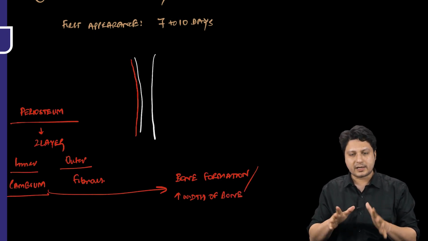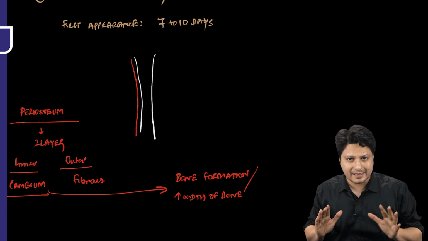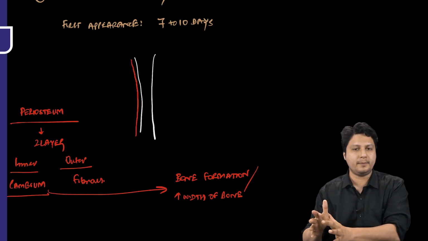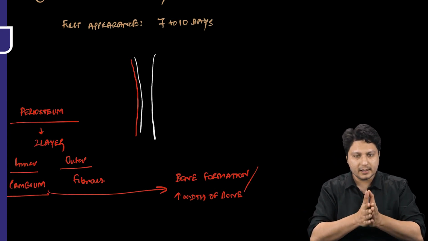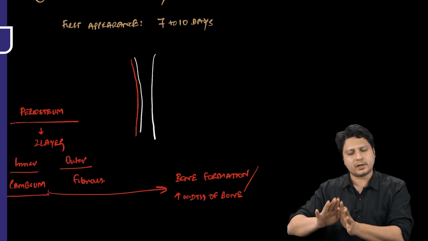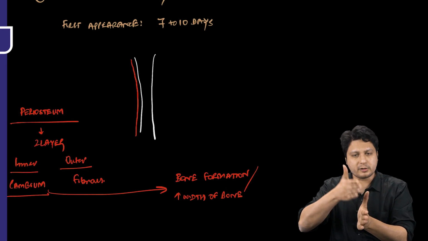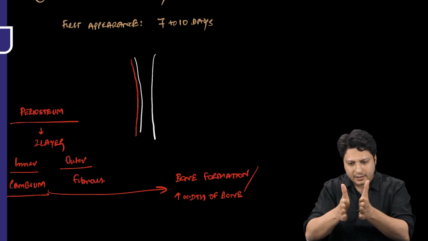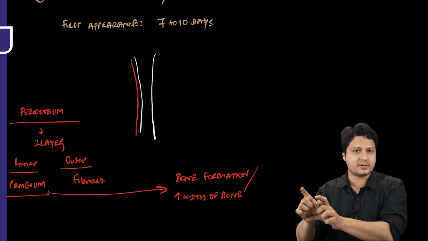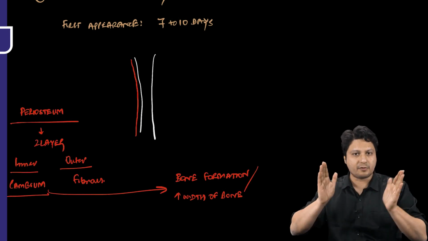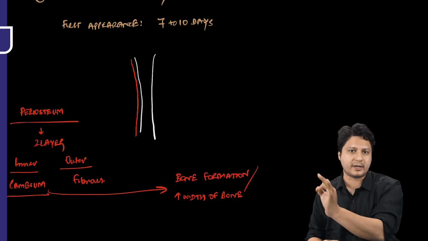So by this time you came to know that the periosteum is not just a single fibrous layer which is protecting the bone. It is actually made up of two layers, the inner layer and the outer layer. The outer is just a fibrous layer, but the inner is a cambium layer, which is contributory to the addition of layers of bone to the already existing bone. It is responsible for increasing the width of the bone. It has osteoprogenitor potential.